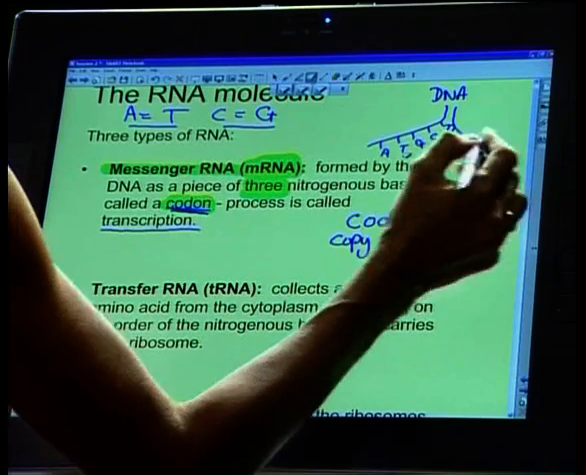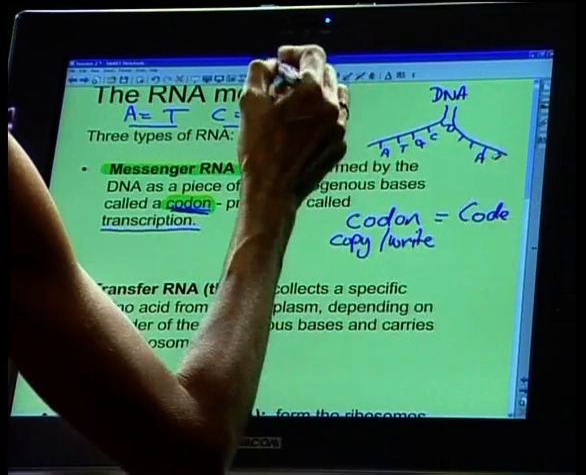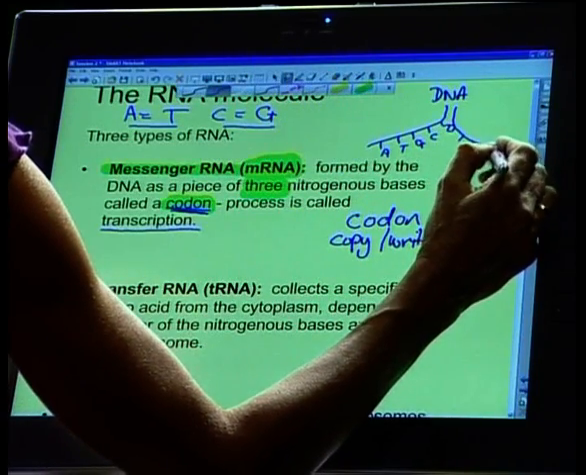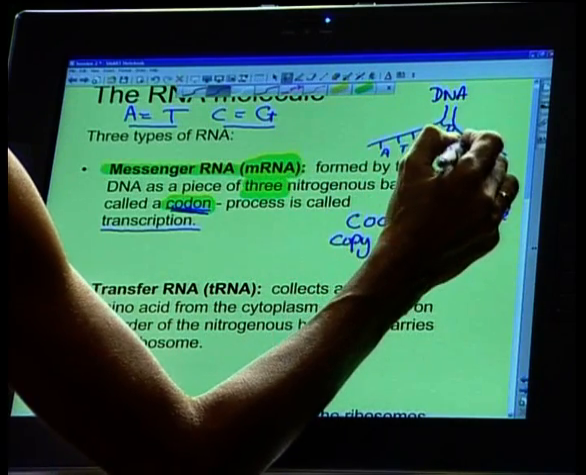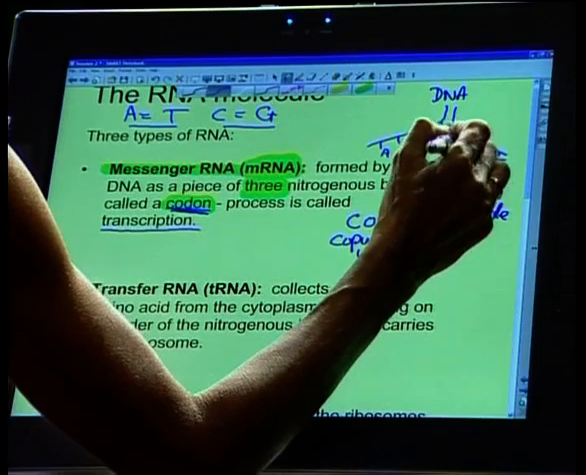Okay, A to T, to T, and T to A. G to C, and C to G.